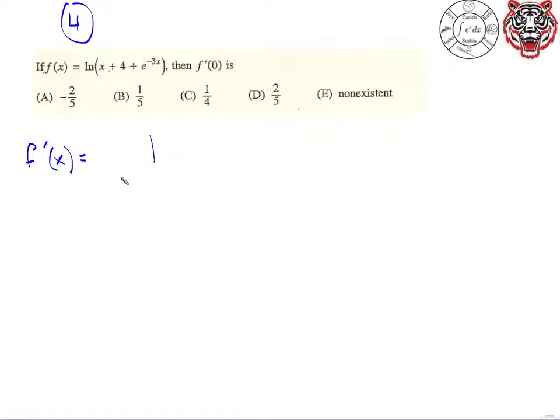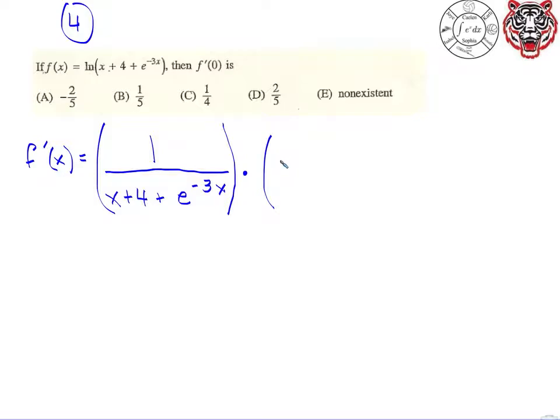So 1 over x plus 4 plus e to the negative 3x times negative 3? Close. Times inner. So this was the inner. Then you multiply all of that by the inner. 1 times e? Wait. What is it going to be? How are we getting the 3? 1? Yeah, where did the 1 come from, Joy? Oh, from that first x?